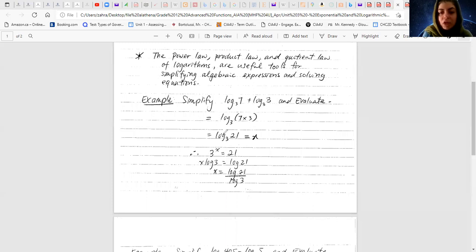Or you can say that log 21 over log 3, right? Because in the calculator, the log doesn't have any base, which means the base is 10. So if you want to do that with a calculator, you have to say log of 21 divided by log of 3.